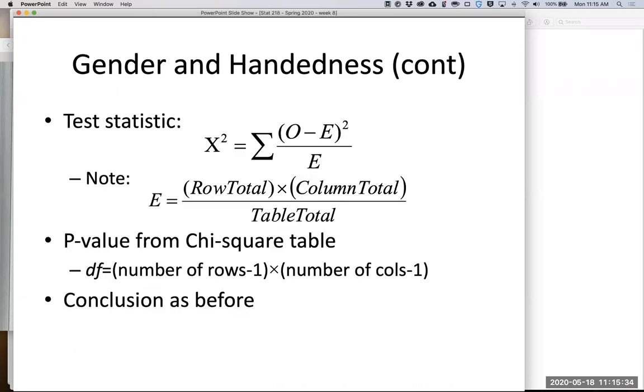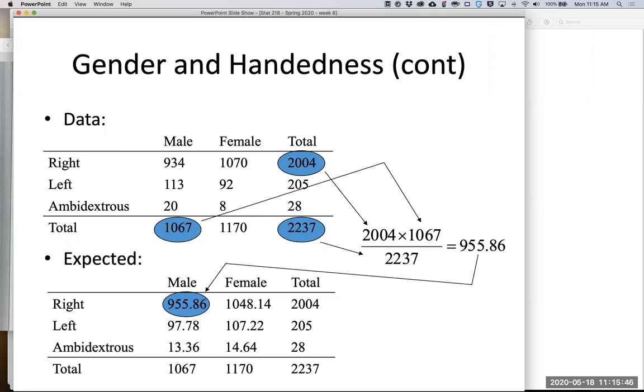So it's, again, as before, chi-square, the sum of observed minus expected, and as before, the expected counts can be easily obtained. We'll skip over the degrees of freedom for a second, but I could easily find for the upper left cell the row total 2004 times the column total 1067 over the total of the whole table, 2237. I get 955.86. I get one expected count. How do I get the other expected counts? Well, if I know the total of the whole table, I'm going to go with green here. That one's for free.